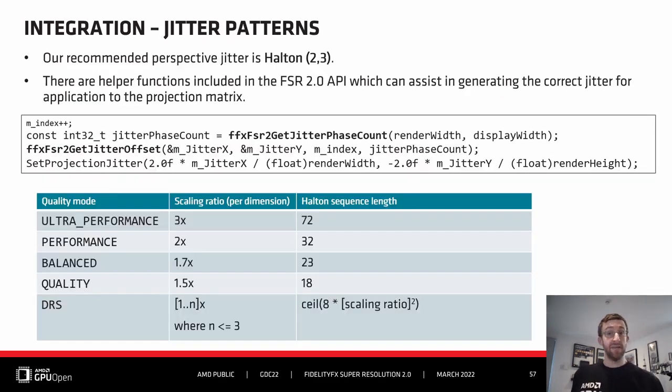As FSR 2.0 is a temporal algorithm, the scene needs jittered each frame to allow for the detail to accumulate. Our recommended perspective jitter is 0.523, and there are helper functions included within the FSR 2.0 library to assist with generating the correct jitter. An important thing to note is the sequence length, which depends on the scaling ratio. To ensure correctness, use the FSR2 getJitterPhaseCount function to get this length.